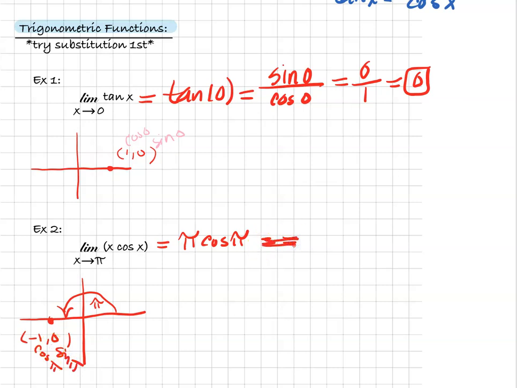Oh, I already had an equal sign. And so I have pi from right here. And then cosine pi is equal to -1. So this ends up being -pi. Now I wouldn't want to run to my calculator on that one by any means, because -pi is an exact answer, and I do not want round decimals. I would like exact answers wherever possible.